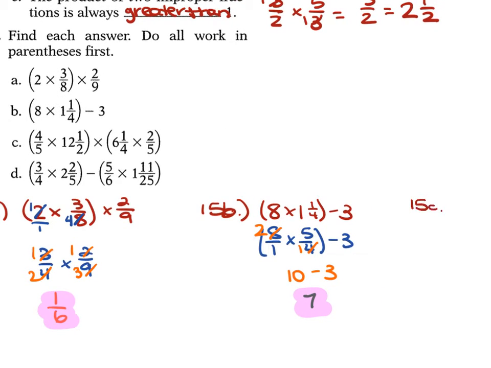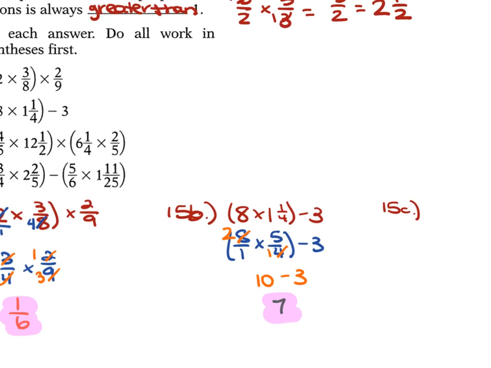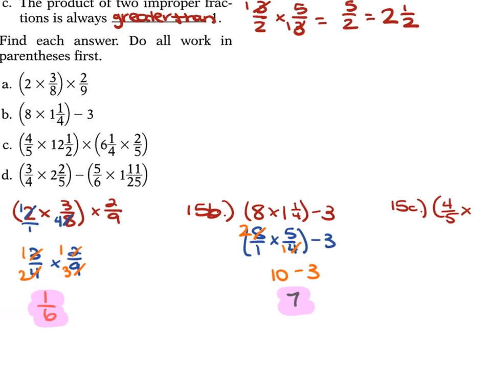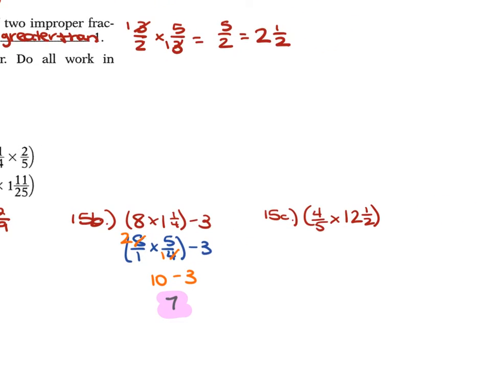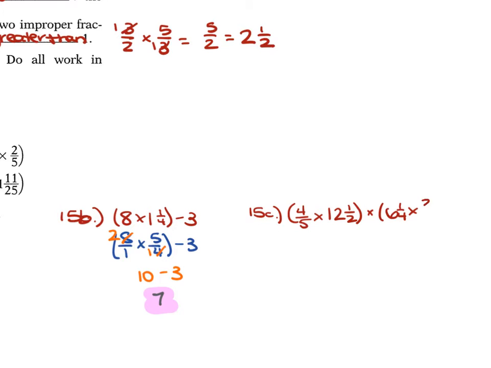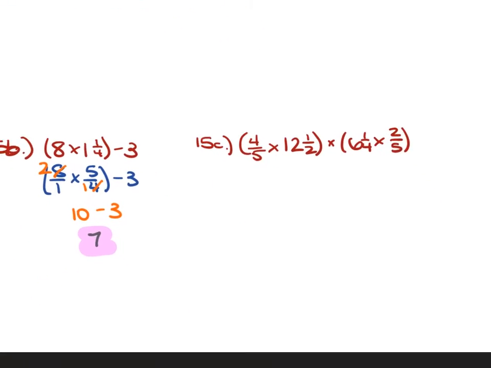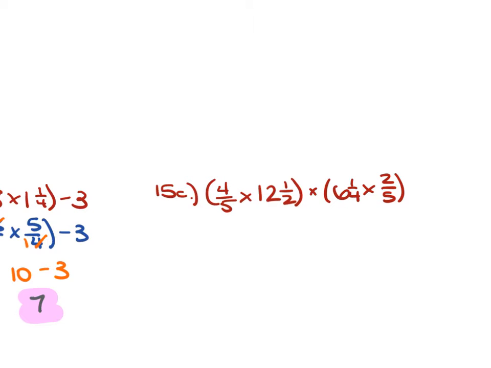For 15C, we have 4 fifths times 12 and 1 half times 6 and 1 fourth times 2 fifths. Okay. So, for this one, the 4 fifths can stay 4 fifths. The 12 and 1 half is going to become 25 over 2. The 6 and 1 fourth is going to be 25 over 4. And the 2 fifths can stay.